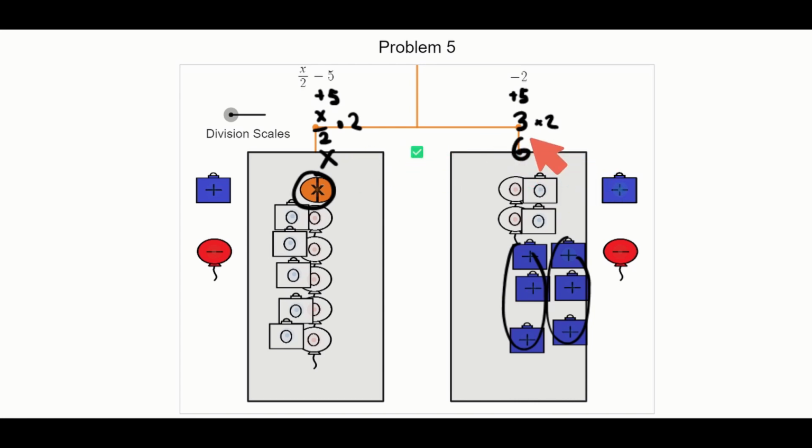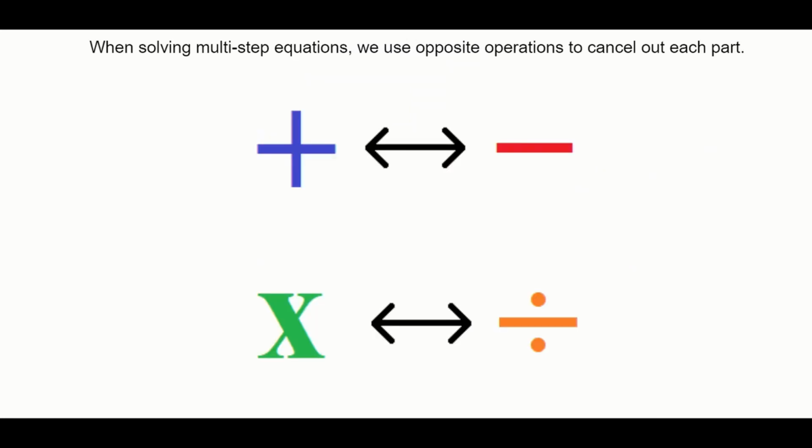X equals 6. When solving multi-step equations, we can use opposite operations in order to cancel out. We know that addition and subtraction are opposites, so they undo each other. And we know that multiplication and division are opposites, so they undo each other.